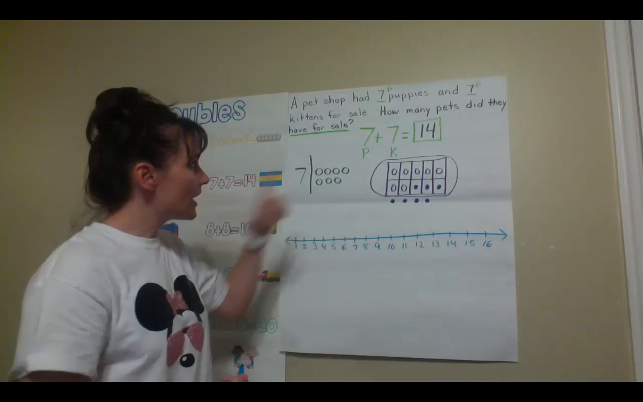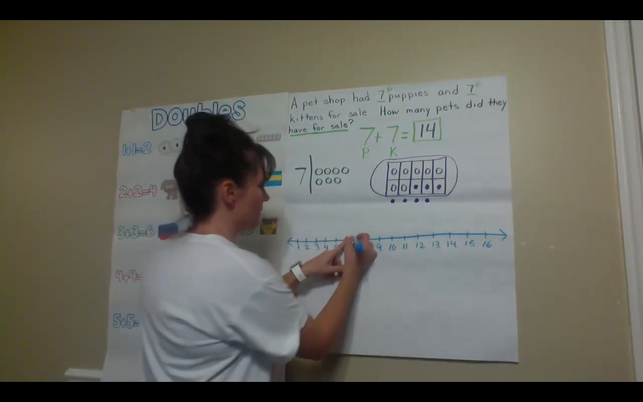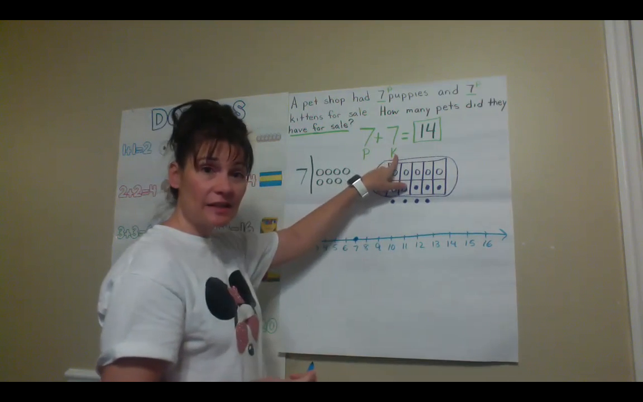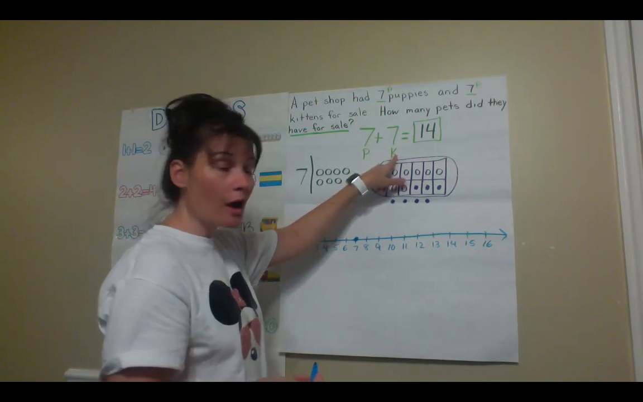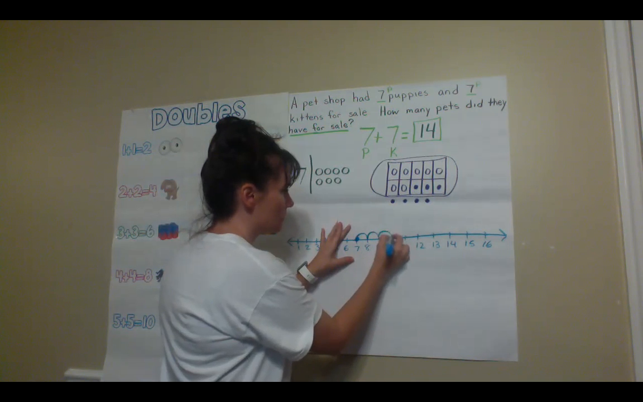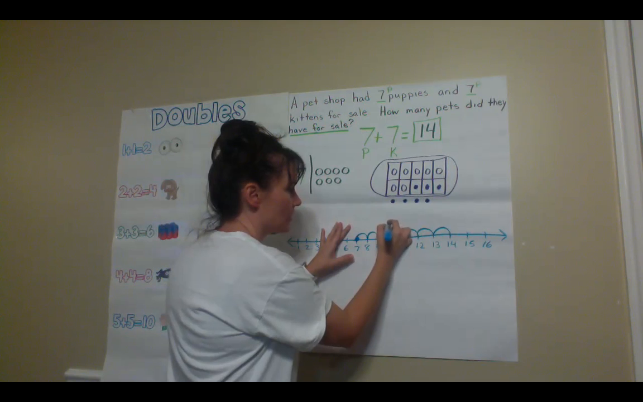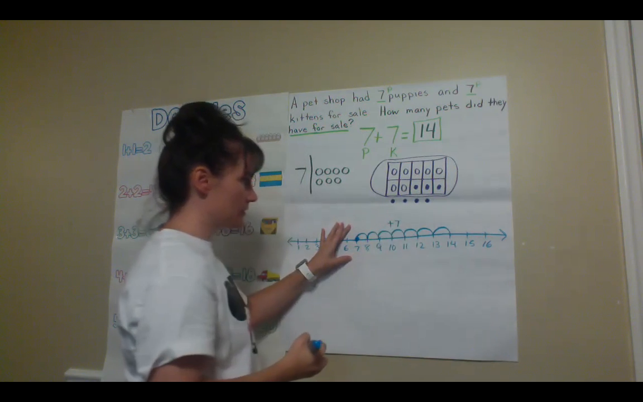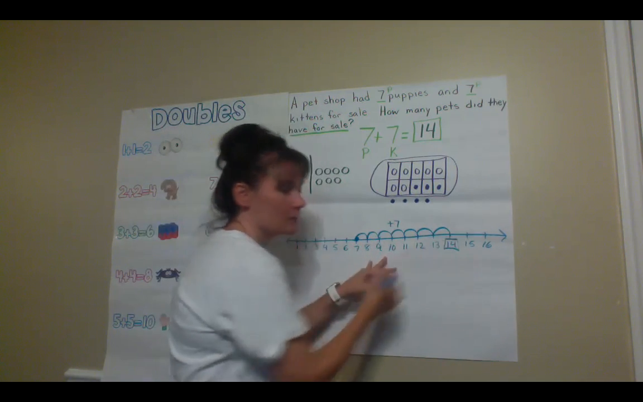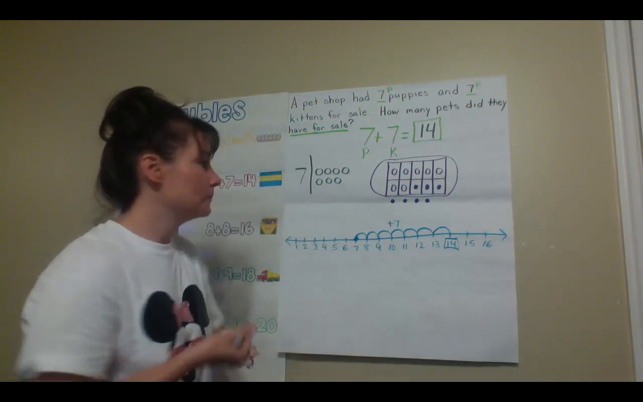So, I had 7 puppies, so I think that's where I'm going to start. I'm going to start at 7. And then I had 7 kittens, so I need to go 7 more hops. So 7, 1, 2, 3, 4, 5, 6, 7. And I'm going to label that plus 7. So 7 plus 7 was 14.